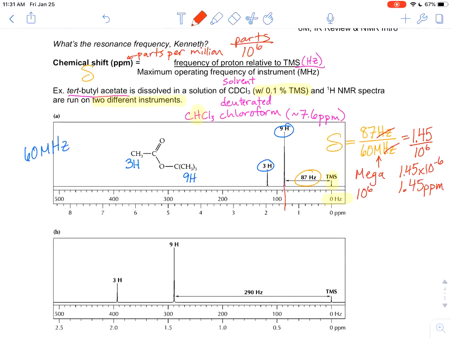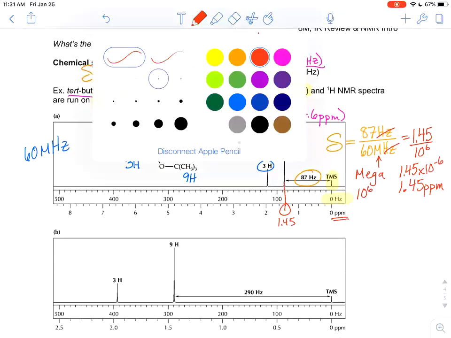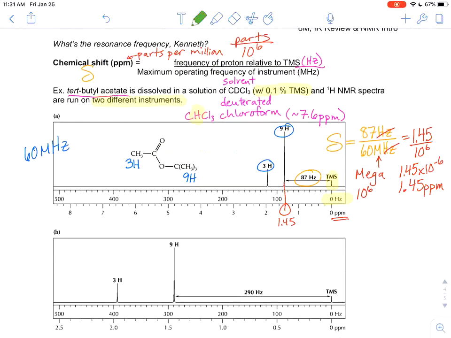You see this is right about where it shows up here. This is 1.45, in terms of parts per million. Now, since I'm telling you that the chemical shift should be the same no matter the instrument, we should already know the answer to this next one.